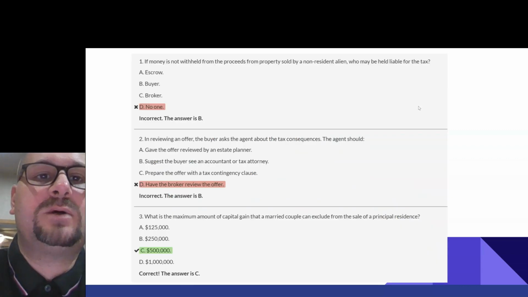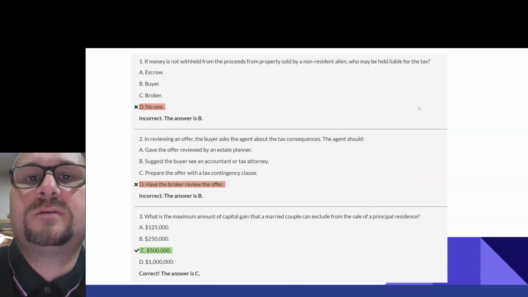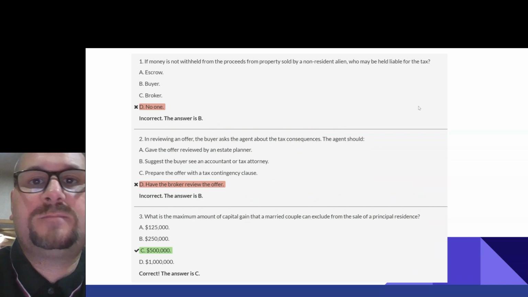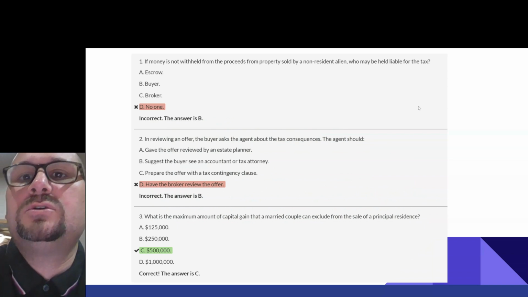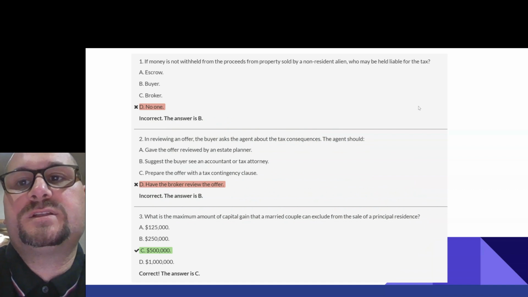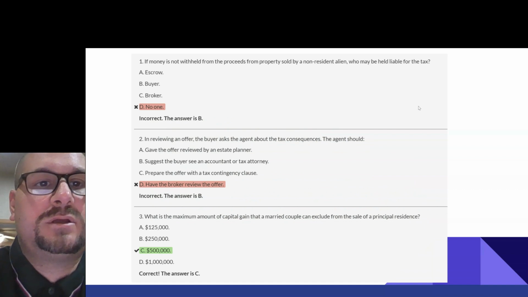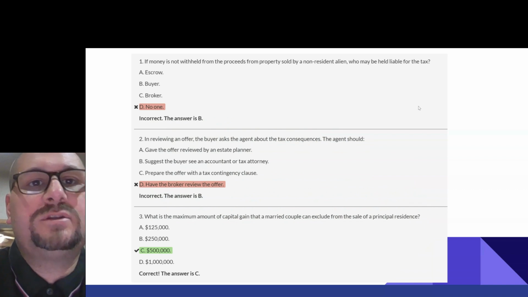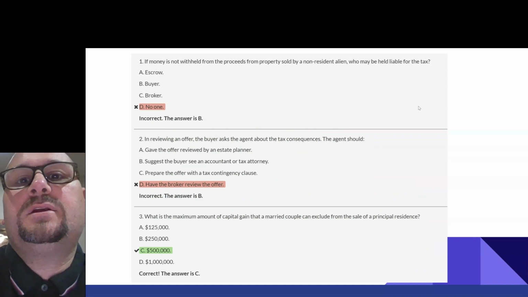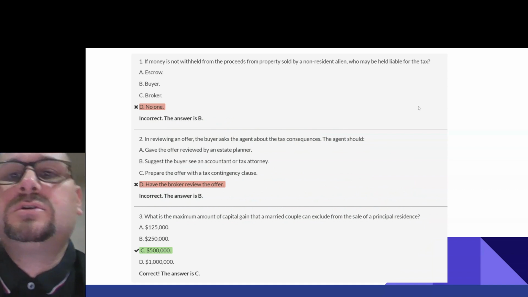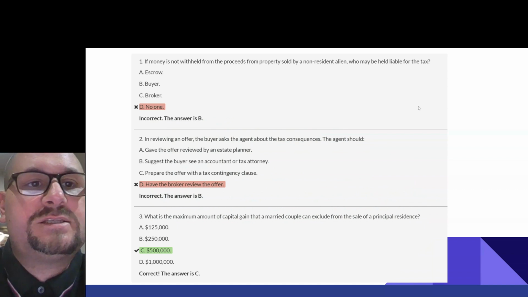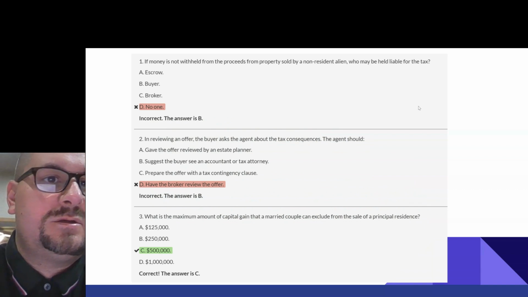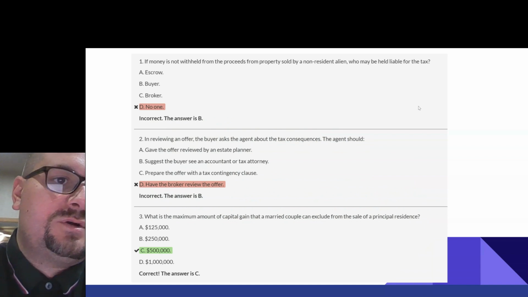Number 1, if money is not withheld from the proceeds from property sold by a non-resident alien, who may be held liable for the tax? Bravo, it's the buyer. So the buyer again. It's the buyer. So escrow, no. Broker, no.